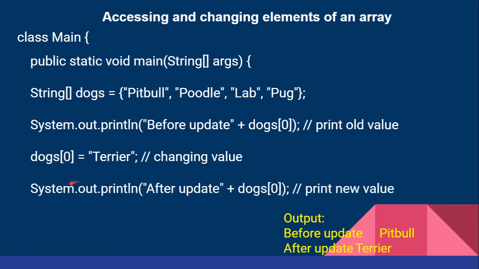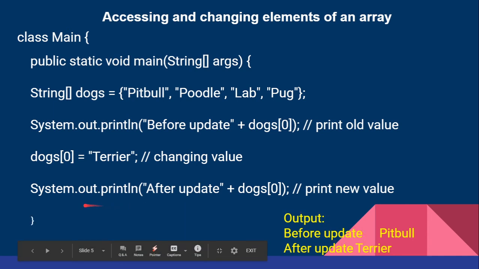And then we are printing System.out.println after update plus. So always this plus is the joining operator between the previous and the consecutive one. So this will combine the message like after update. You can see the output here, after update and then terrier. So terrier is the new name which is changed instead of the old name pitbull. Now because this statement changes the value to terrier, the message will be printed as after update terrier.